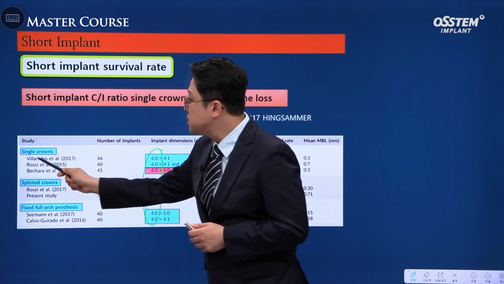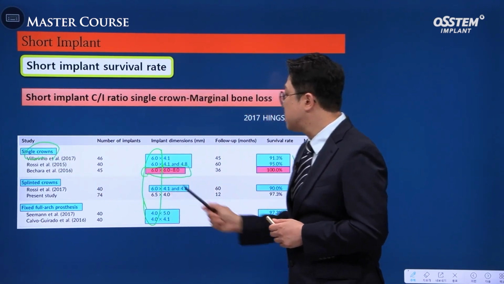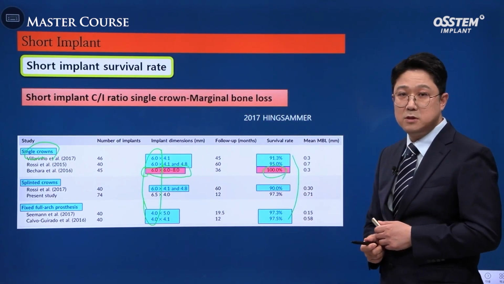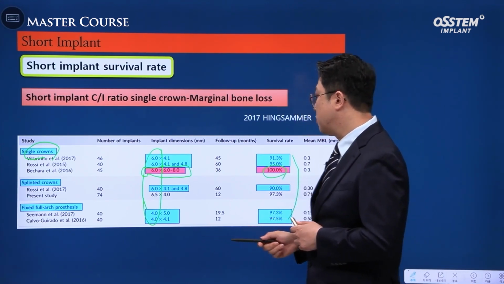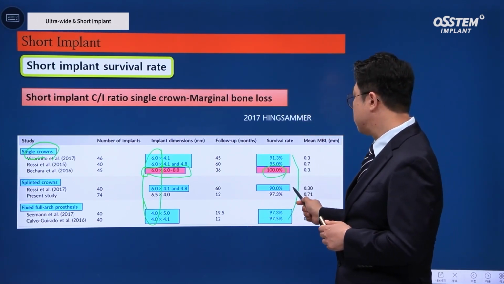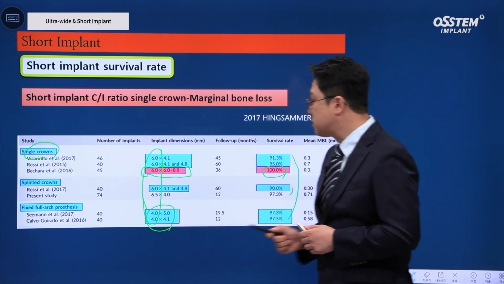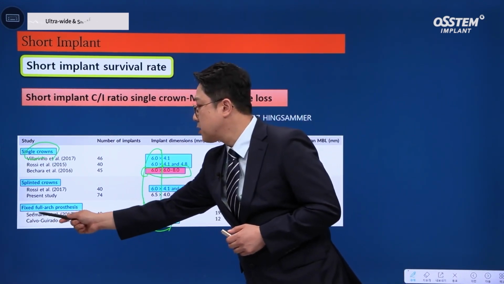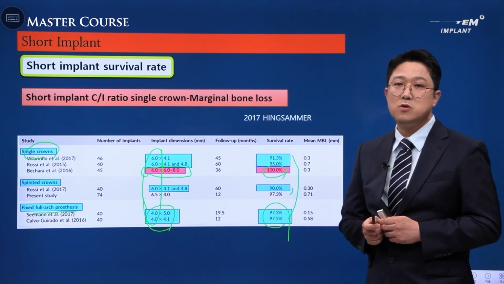Even if we use a single short implant, in the case if you use wide diameter, 100% success rates were observed. When you do splinting, the success rate was quite high in the case of full arch. Even though extra short implants were used, when it was used with cross-arch splinting, very high success rates were observed.